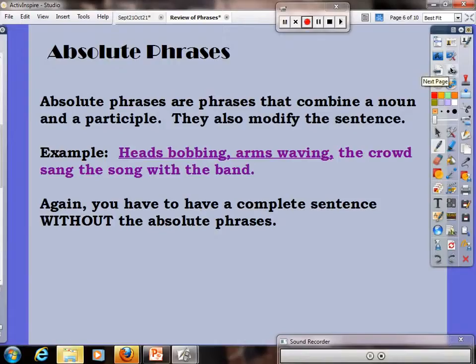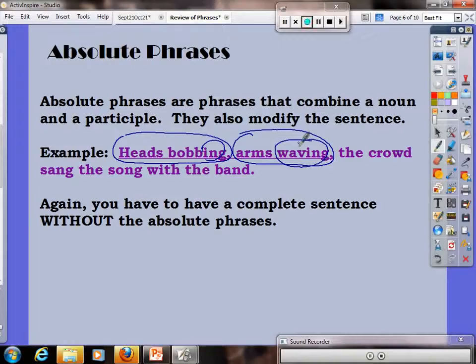The next phrase that we're going to talk about are absolute phrases. Absolute phrases are the phrases that combine a noun and a participle, and they also modify the sentence. For example, heads bobbing, arms waving, the crowd sang the song with the band. Okay? Heads bobbing. I'm still looking for that ing word because I know it's got to have a participle. It's just going to have that noun in front of it. So here's waving, okay? Heads bobbing, arms waving, the crowd sang the song.